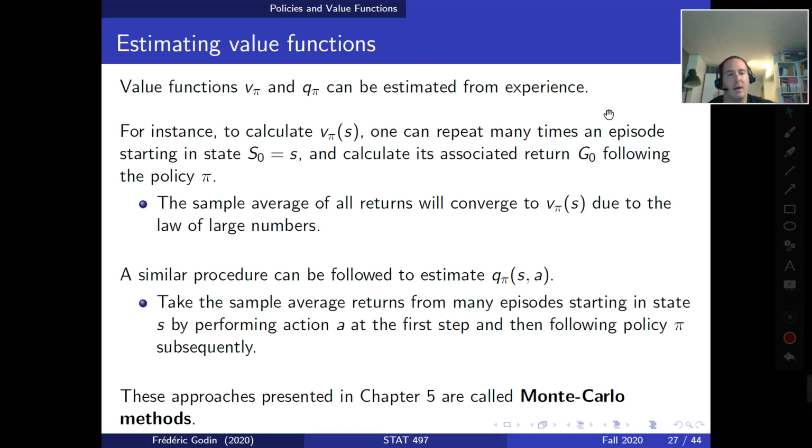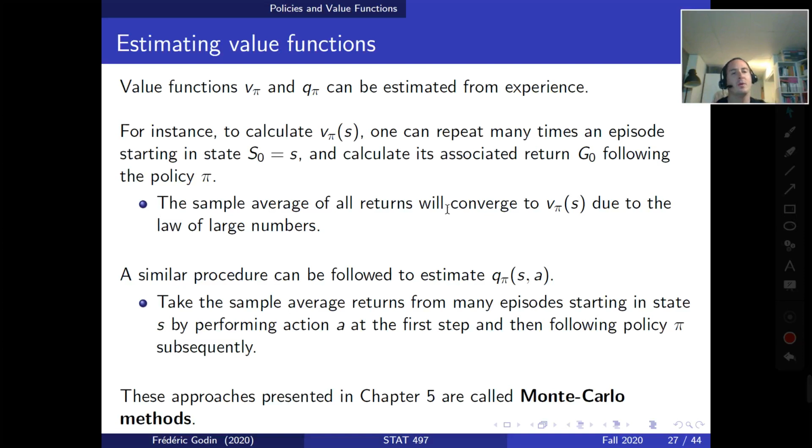Okay, so this is one possible approach. We're going to see many more approaches in subsequent chapters, but an example of an approach to estimate v pi s is simply to play many episodes starting in state s and following policy pi, and then simply by averaging the returns for all episodes, this should converge eventually to the true expected value of the return in that state, which is v pi.